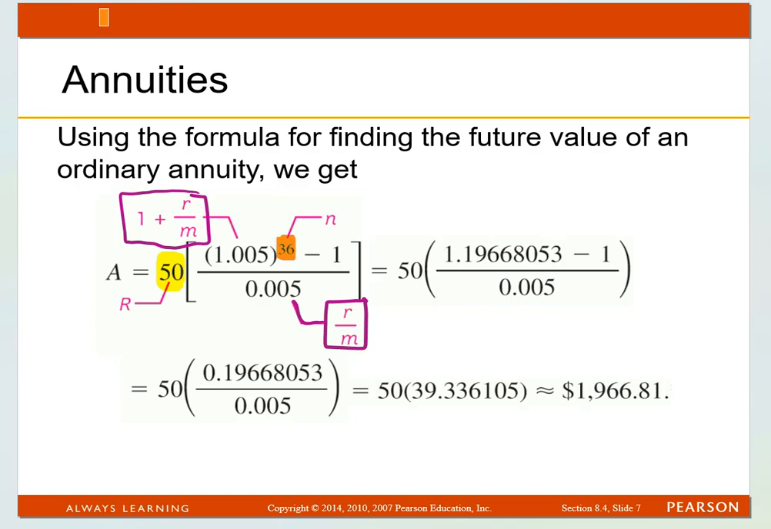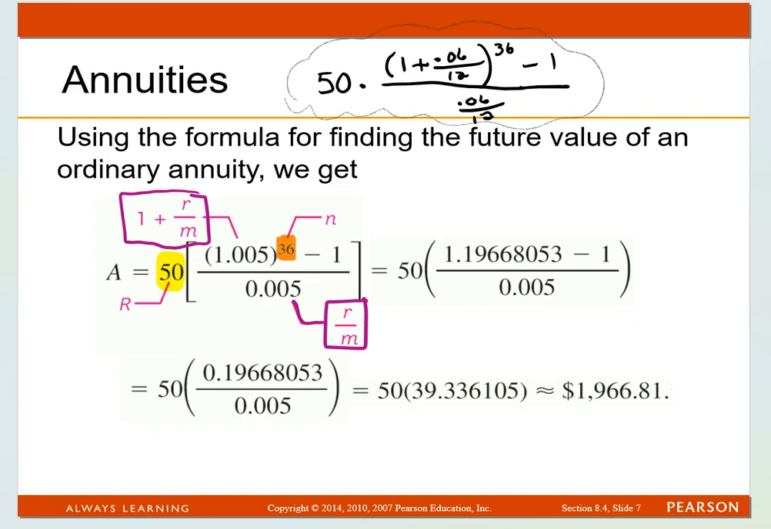So, I actually show you how you can do all of that in your calculator, how you can take the 50 times, and then the 1 plus, what was it, is it 0.06? Yeah, 0.06 divided by 12, raised to the 36th power, minus 1, all over the 0.06 divided by 12. I show you how you can put all of this in your calculator.